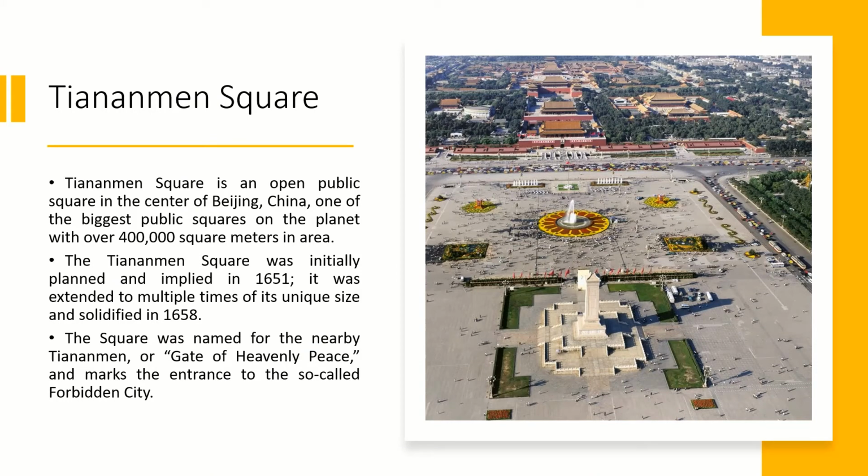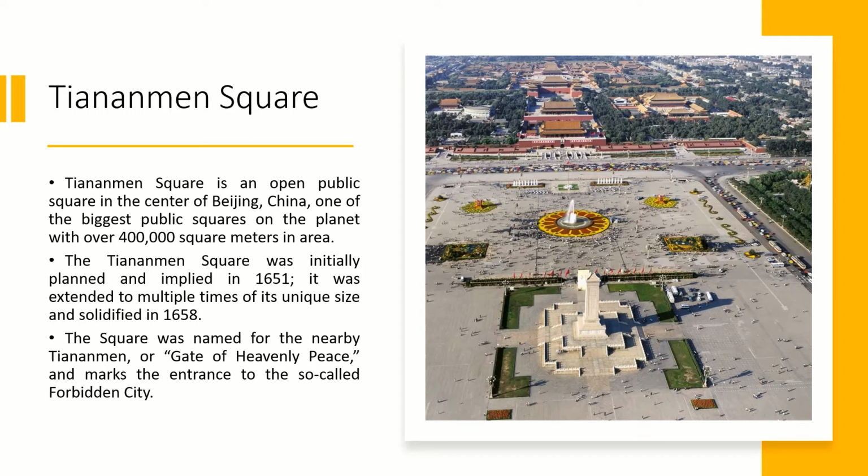Tiananmen Square. Tiananmen Square is an open public square in the center of Beijing, China, one of the biggest public squares on the planet, with over 400,000 square meters in area. The Tiananmen Square was initially planned and applied in 1651. It was extended to multiple times of its unique size and solidified in 1658.